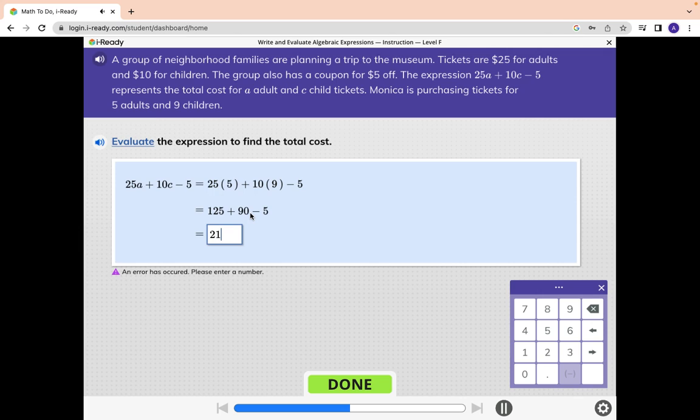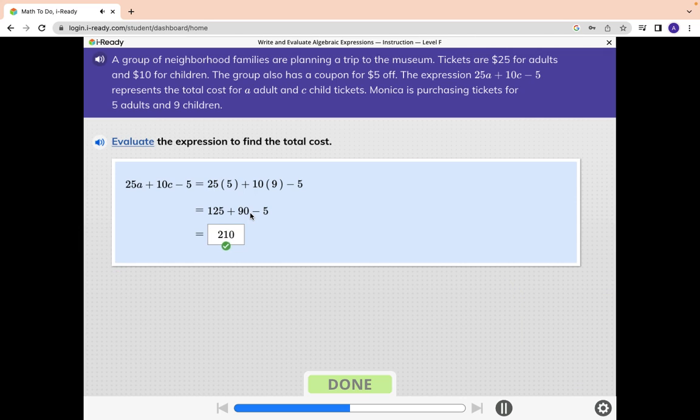Error has occurred. Please enter a number.